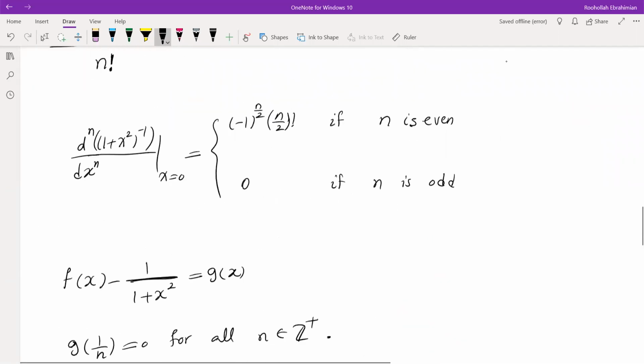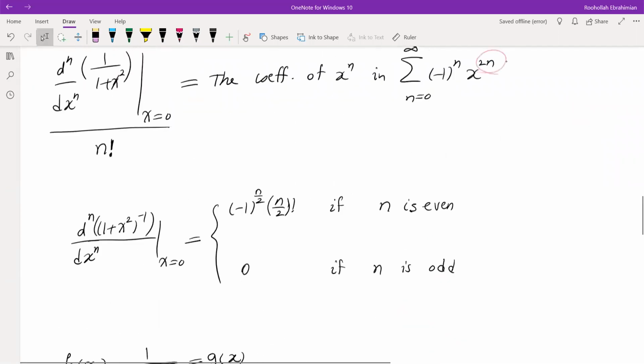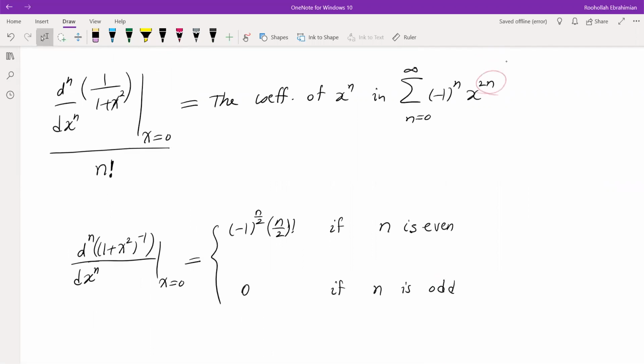So I have that. Oh, and by the way, this should be n factorial, not n over 2 factorial. So it should be n factorial. Yeah, I just made a mistake here. Because this is n factorial, and you have to look at the other side and find out what the coefficient of x to the power of n is.